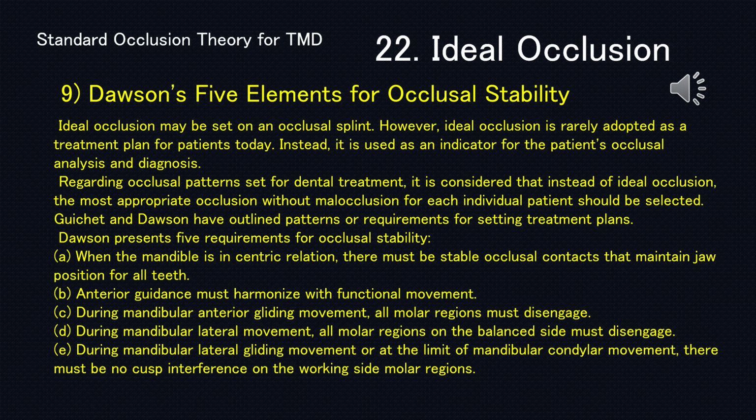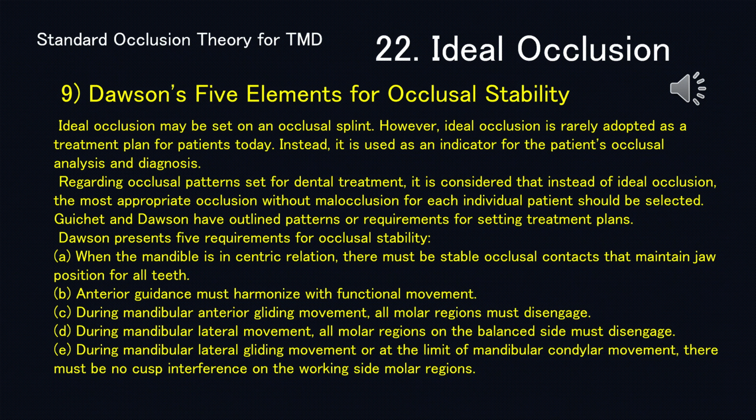Regarding occlusal patterns set for dental treatment, it is considered that instead of ideal occlusion, the most appropriate occlusion without malocclusion for each individual patient should be selected. Guichet and Dawson have outlined patterns or requirements for setting treatment plans. Dawson presents 5 requirements for occlusal stability.